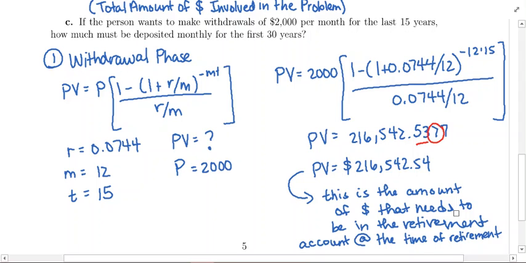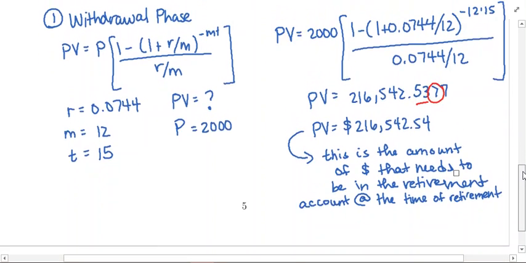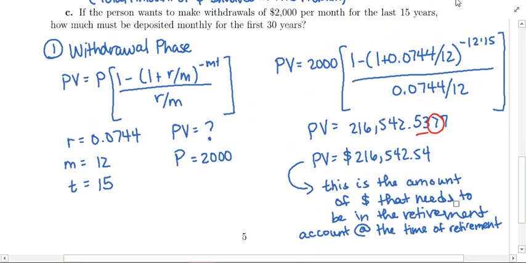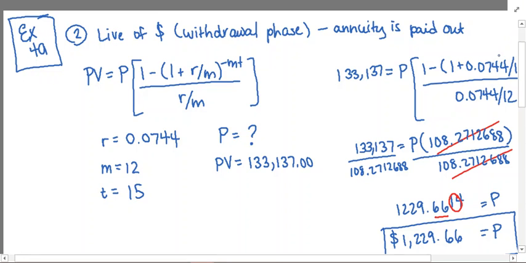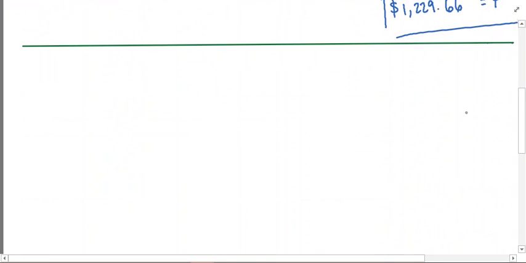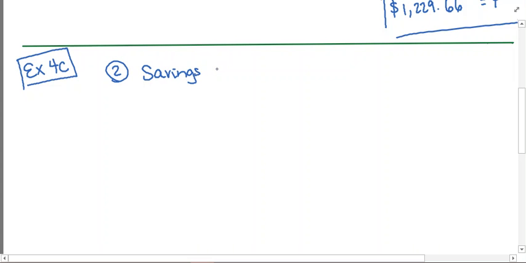I'm out of room on here, so I'm going to go to the next page and continue this problem. We're going to enter the savings phase now. So I'll go down here. Let's say this is example 4C that we're continuing. So now we're going back to the savings phase.